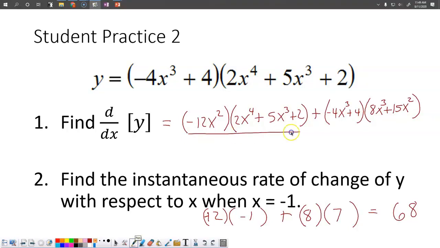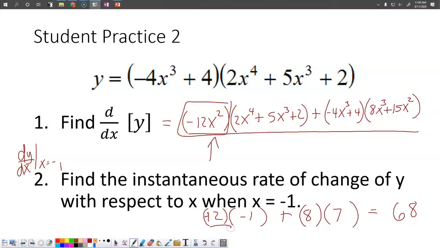This is the derivative of the function. And then I went ahead and, for number 2, found the instantaneous rate of change of y with respect to x when x equals negative 1. That's just the verbal way of saying this. Okay, and so once again, we're just going to be plugging in negative 1 everywhere. So if I plugged in negative 1 here, I got negative 12. If I plugged in negative 1 here, I got negative 1.